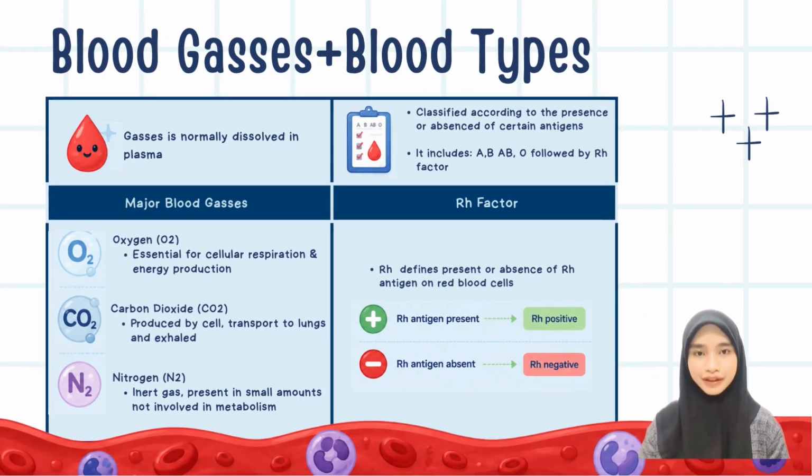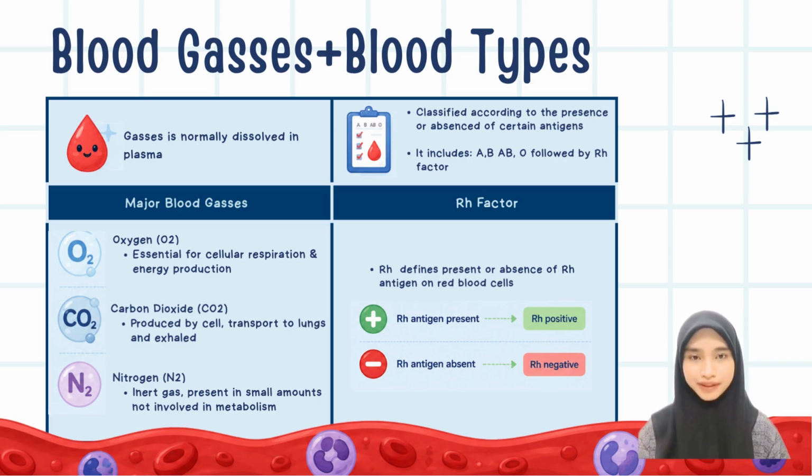Next, I will be presenting on blood gas and blood types. First, let's look at blood gas. These gases are normally dissolved in our plasma. There are 3 major blood gases: oxygen or O2, which is essential for cellular respiration and energy production; carbon dioxide or CO2, which is produced by cells, transferred to the lungs and then exhaled; and lastly, nitrogen or N2, which is an inert gas present in small amounts and not involved in metabolism.